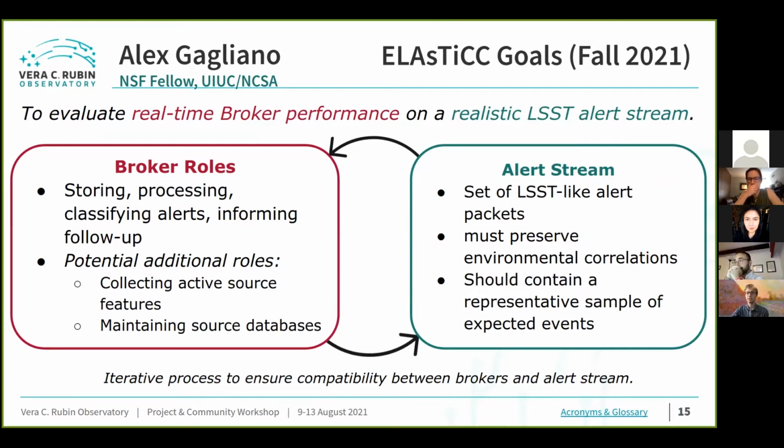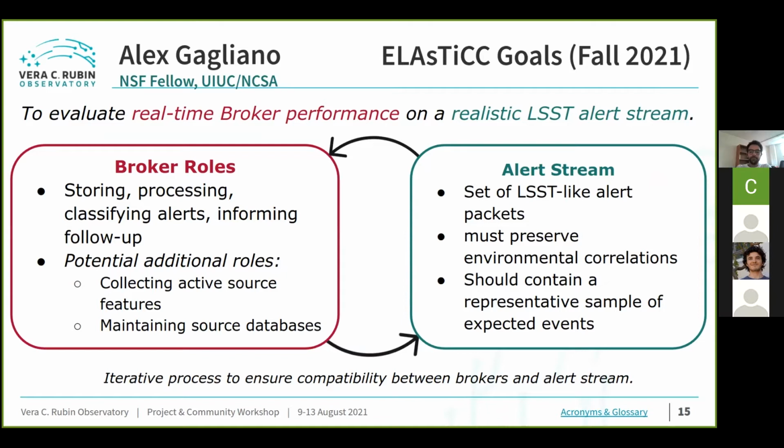ELAsTiCC builds on the successes of the PLAsTiCC challenge by evaluating the performance of broker systems on an alert stream of events instead of the full phase light curves that were used in the PLAsTiCC challenge. The metrics for evaluation are still in development, but the brokers should be able to store and process alerts, classify them in as much detail as is possible, and provide insights that can inform follow-up using smaller instruments.